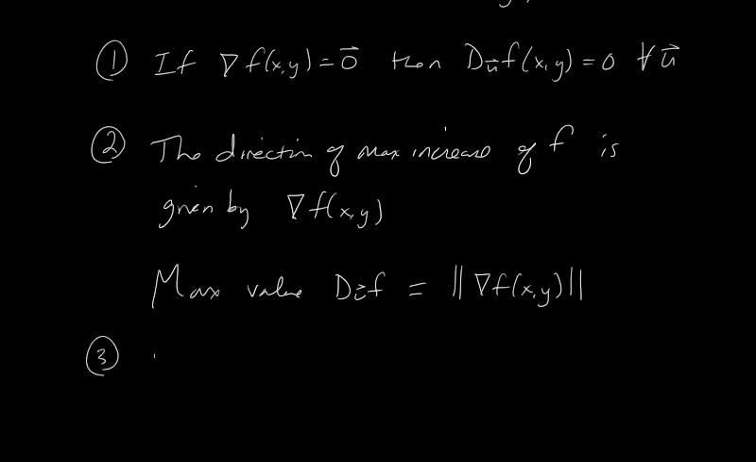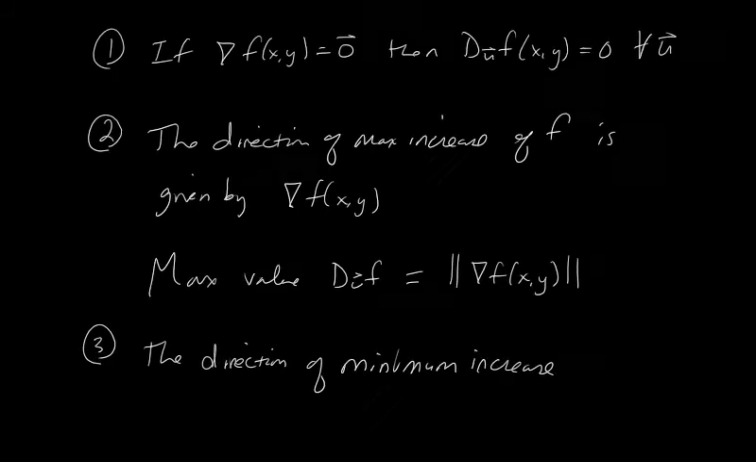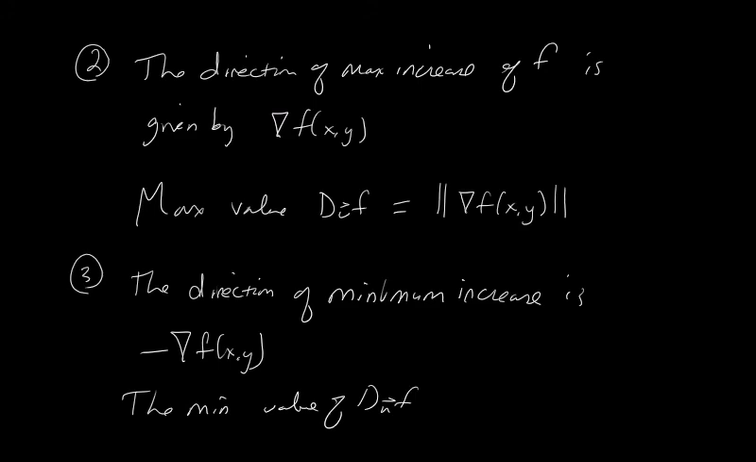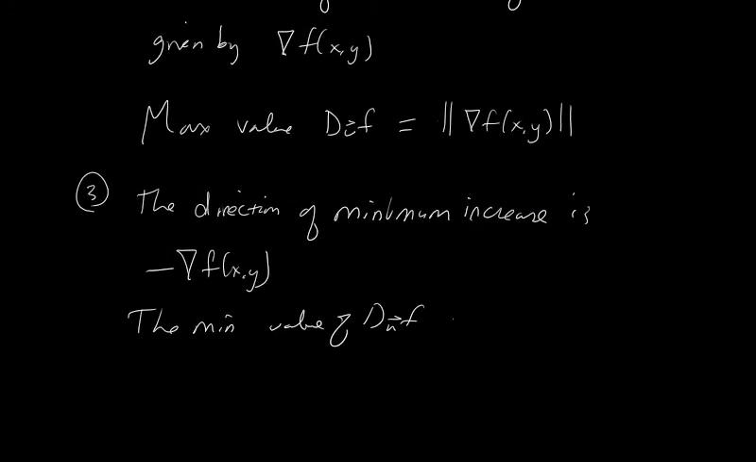And finally, the direction of minimum increase is exactly the opposite direction. So minimum increase meaning maximum decrease. Minimum increase is going to be the opposite of the gradient. And then the minimum value of the directional derivative is going to be the opposite of the magnitude, so the opposite of the magnitude of the gradient.